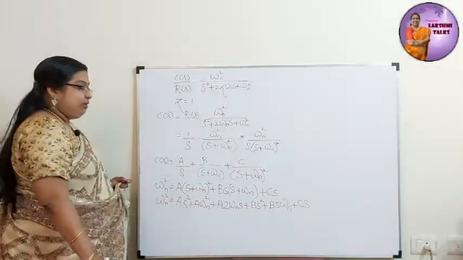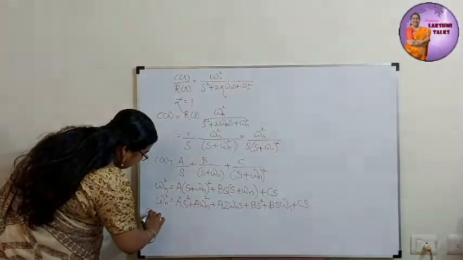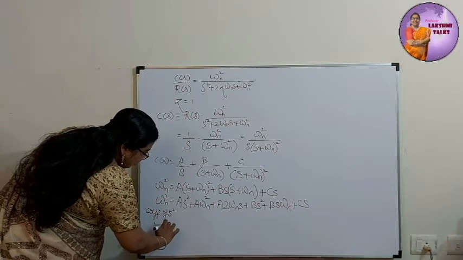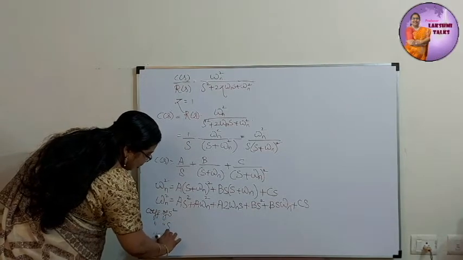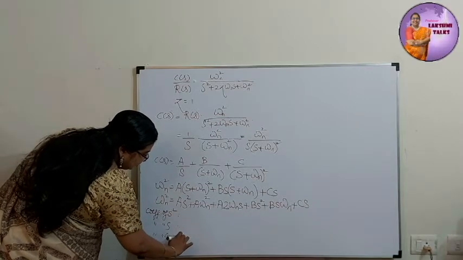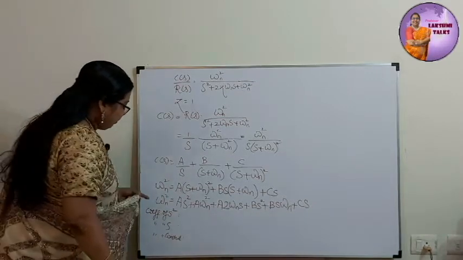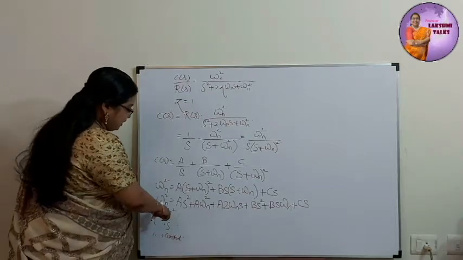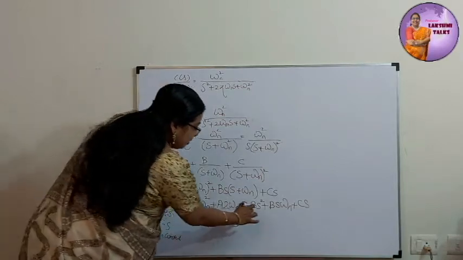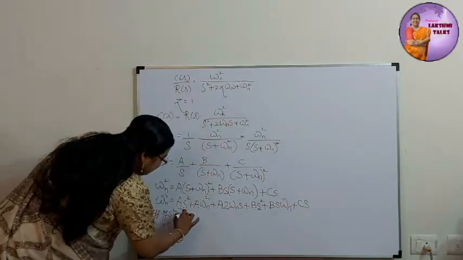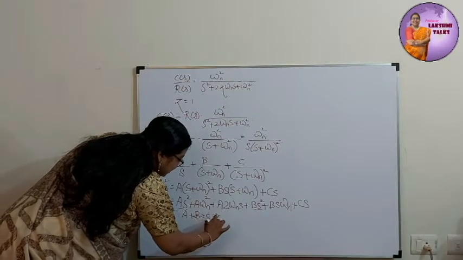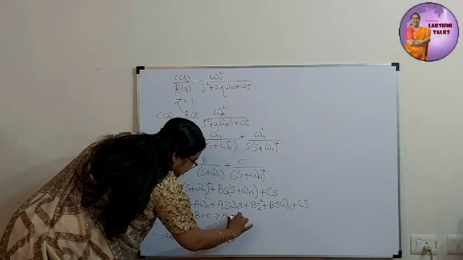Now what happens when we equate the coefficient of s square, coefficient of s and coefficient of constant, right? What happens when we equate the coefficient of s square on both sides? Here it is 0. Here what do we have? These two are the s square terms. So we get a plus b is equal to 0, which means a is equal to minus b.